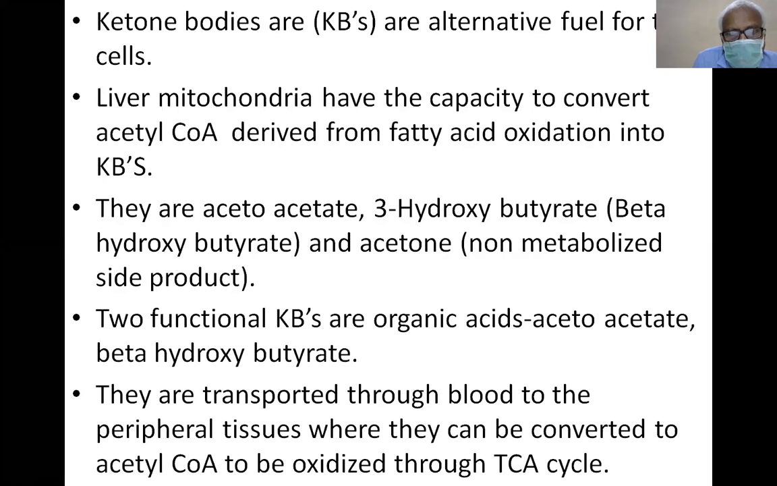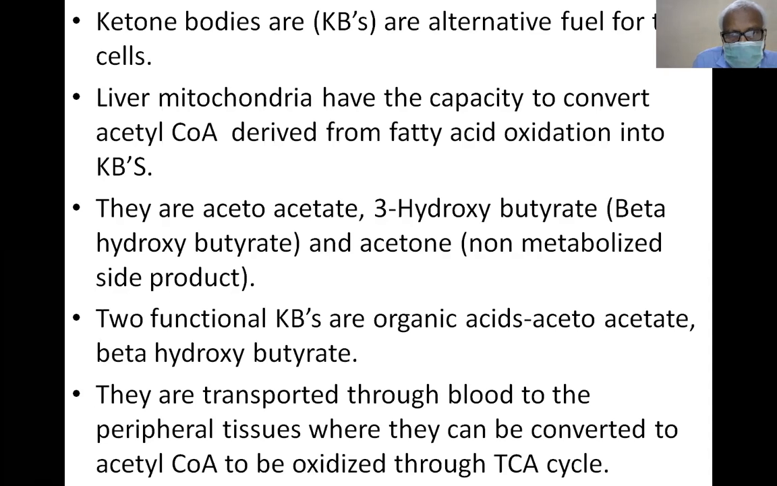And you know pretty well that the nervous tissue is fundamentally dependent on glucose, and cardiac muscle is basically dependent on glucose, and renal tissues will be fundamentally dependent on glucose. But sometimes they will shift their preferences to ketone bodies in extraordinary conditions when glucose is not available. Liver mitochondria have the capacity to convert acetyl-CoA that is derived from fatty acid oxidation into ketone bodies.